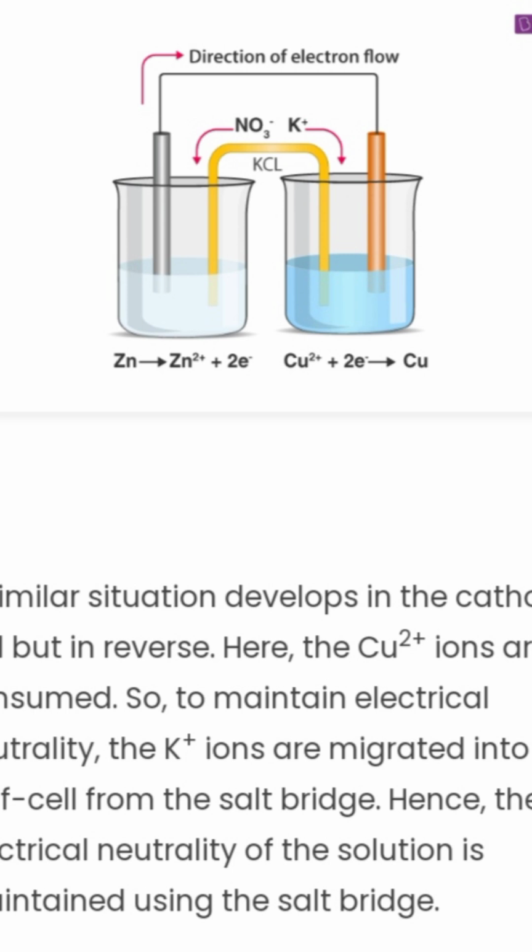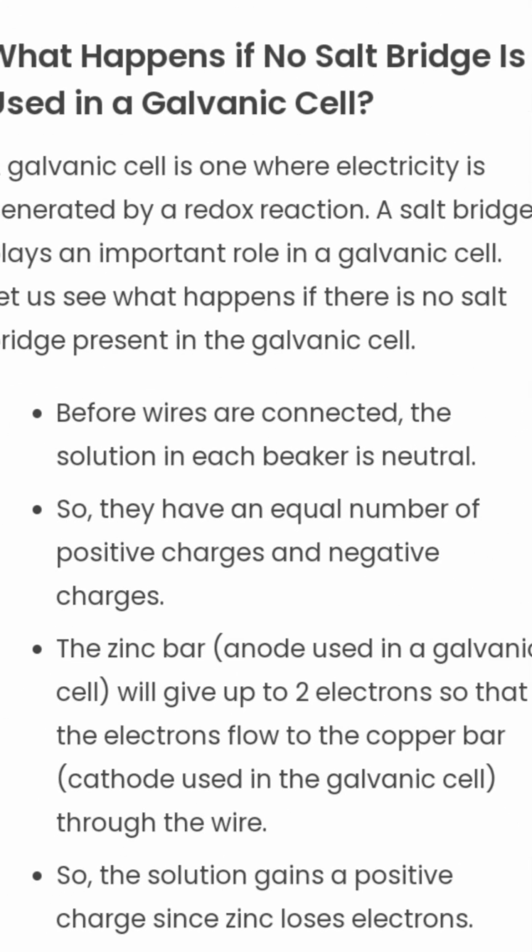Then, what happens if no salt bridge is used in a galvanic cell? A galvanic cell is one where electricity is generated by a redox reaction. A salt bridge plays an important role in a galvanic cell. Let us see what happens if there is no salt bridge present. First, before the wires are connected, the solution in each beaker is neutral, so they have an equal number of positive and negative charges.